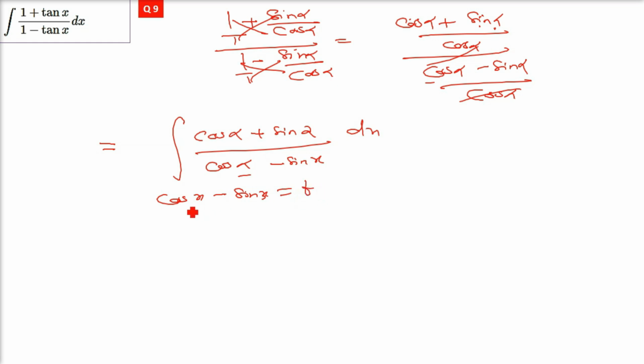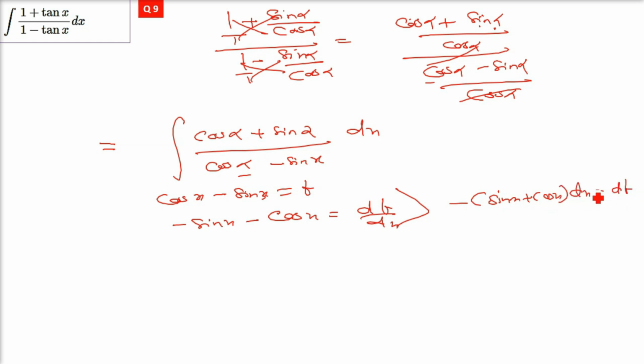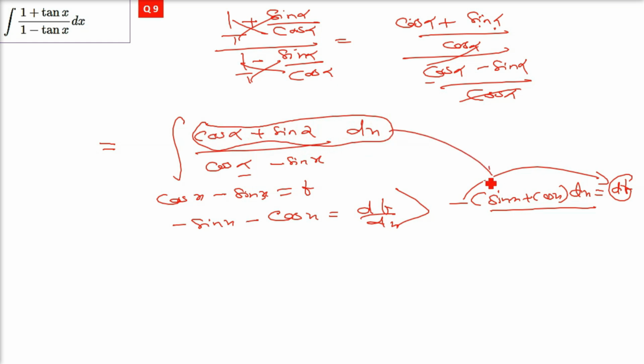So cos x minus sin x equals t. Let us differentiate. It will be minus sin x minus cos x equals dt by dx. Dx goes up, so you have to cross multiply. What do you get? You get minus sin x plus cos x, because negative I have taken outside. So sin x plus cos x dx will be equal to dt. So you can call it sin x plus cos x into dx is negative dt. So just write it as negative dt. So you have negative dt divided by cos x minus sin x, which is nothing but t.